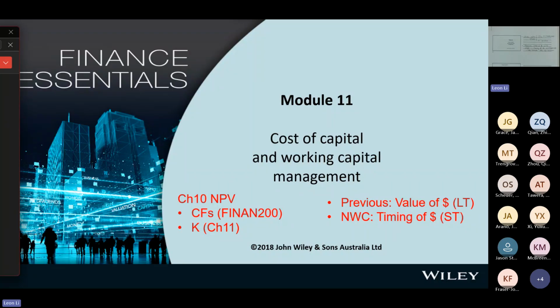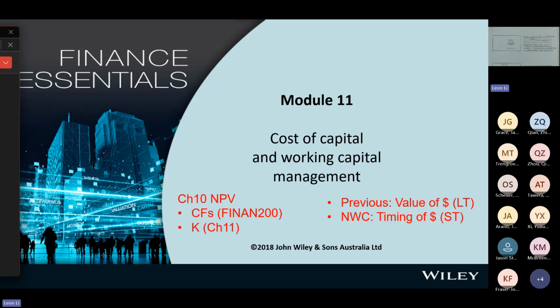Right, students, good morning. Today we are going to discuss chapter 11. It will be the final chapter in our trimester. Right, so chapter 11, you can see we have two topics. One is cost of capital. The other one is working capital management.